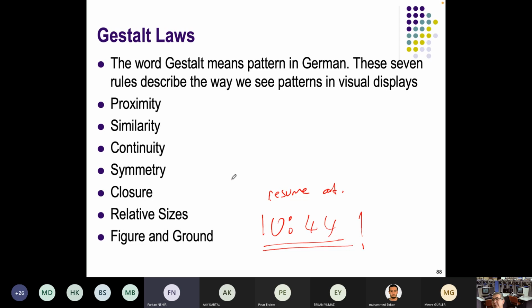There are also associated issues with these Gestalt laws, but the famous ones are 7, and those rules describe the mechanism of how we perceive information on screen and in our surroundings. These are proximity, similarity, continuity, symmetry, closure, relative sizes, figure, and ground. So these are Gestalt laws. I'm going to give examples of each of them right now.